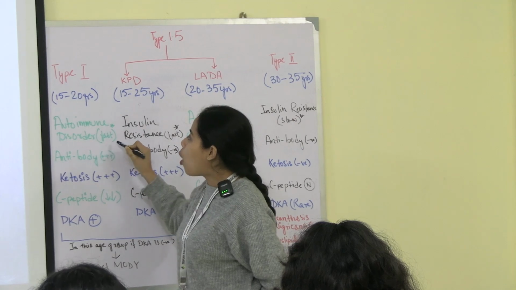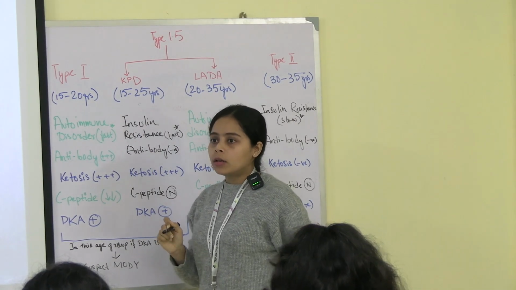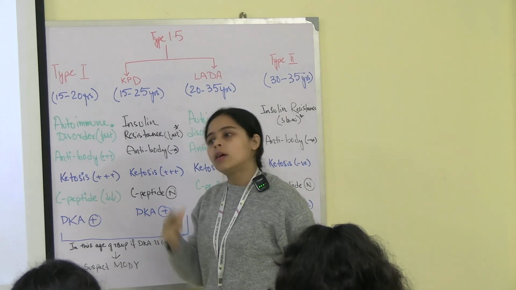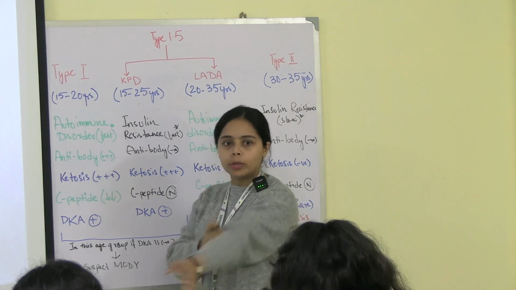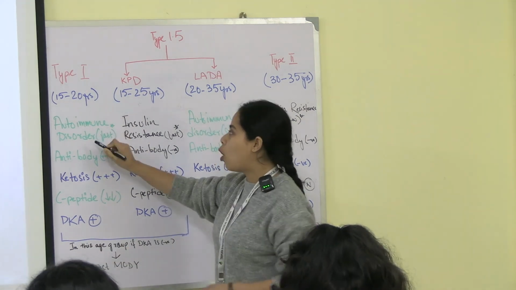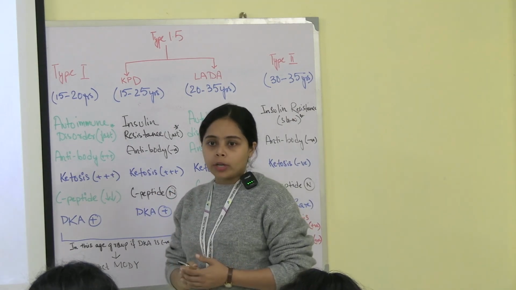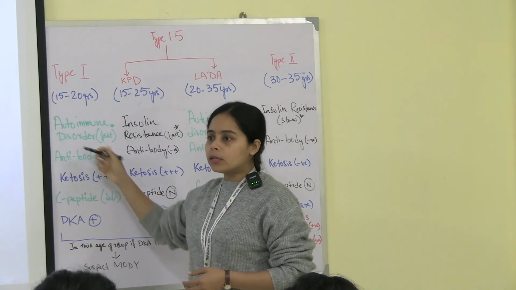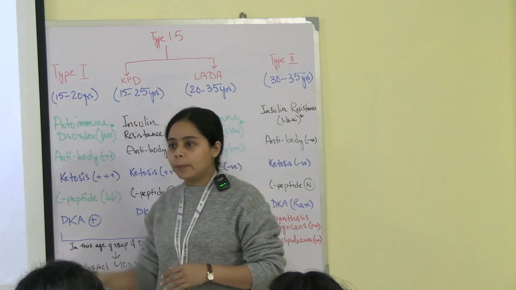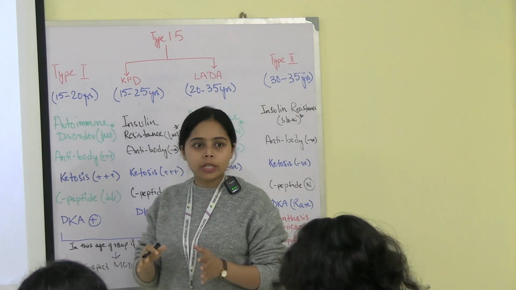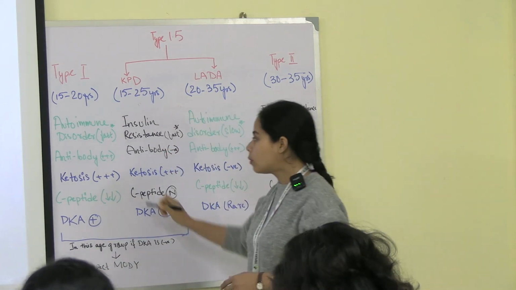So type 1 is an autoimmune disorder. Autoimmune means your own immunity is attacking you, your own immunity is killing you. The antibodies, if you check for them, will be present because it is an autoimmune disorder. Your immunity is killing the beta cells, so the insulin is also not there.